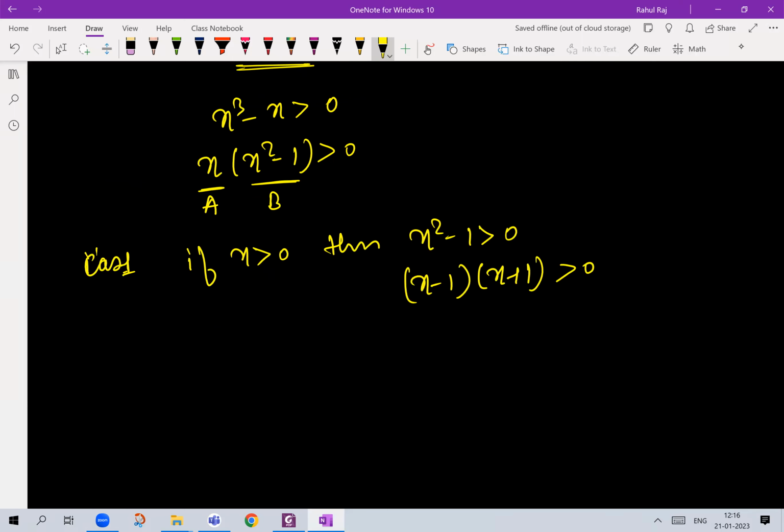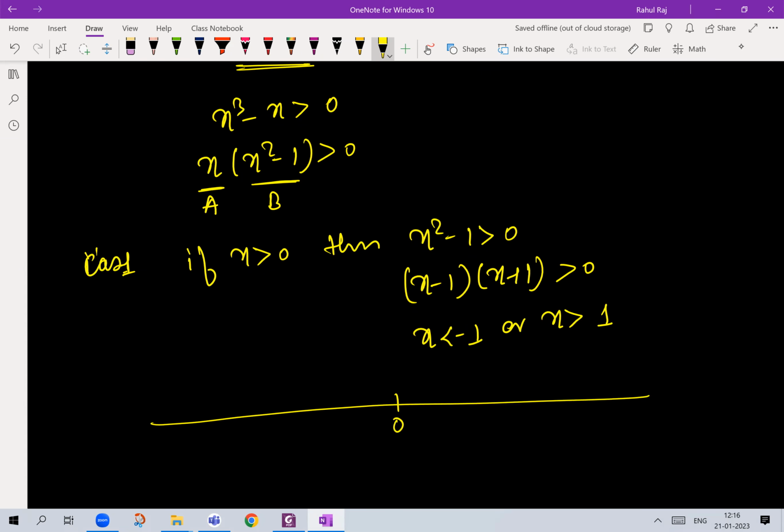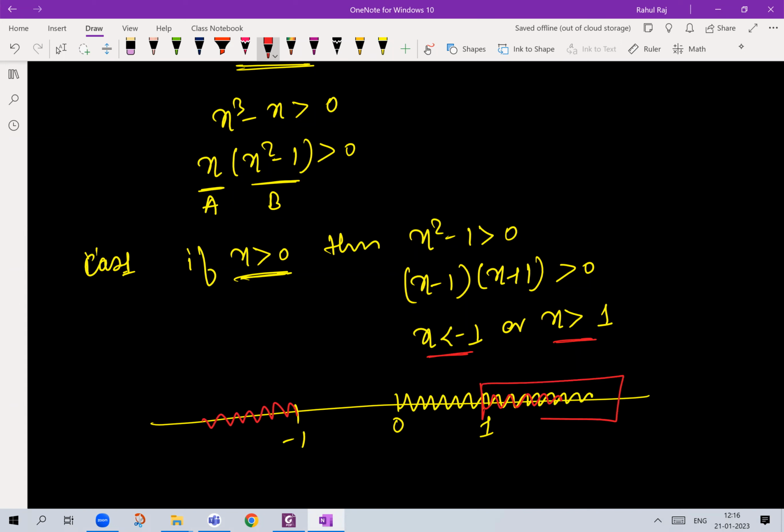Now, this is the same thing. x minus a into x minus b greater than 0 means x is less than a and x is greater than b. So here it is minus 1. Can I say x is less than negative 1 or x is greater than 1? That's it. Now, please plot it on a number line. Let's say this is 0, this is minus 1, this is 1. Now, x greater than 0, first situation. Take it over here. Now, second situation is x is less than negative 1, x is greater than 1. x is greater than 1, this, x is less than negative 1 is this. What is the common value? x greater than 1. That's it.